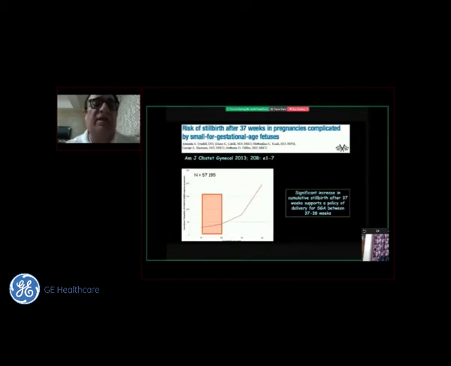What's most important is this paper, which was published, which said that any gestational age, any fetus which is small will do better if it comes out by at least 37 to 38 weeks. Otherwise, you increase the risk of stillbirth. So the moment you have a significantly small baby, you must target that your delivery should happen by 37 to 38 weeks.